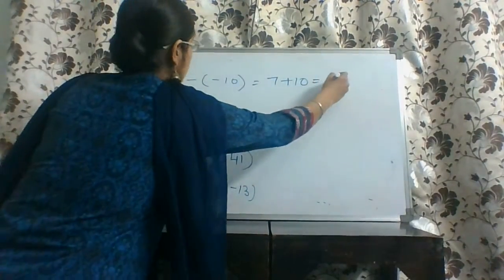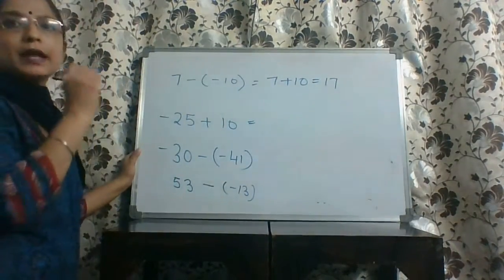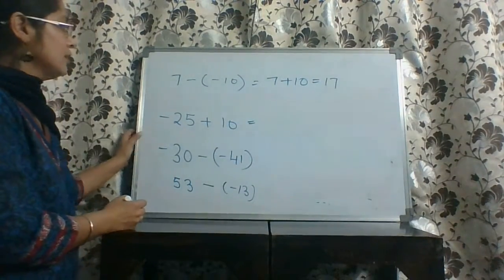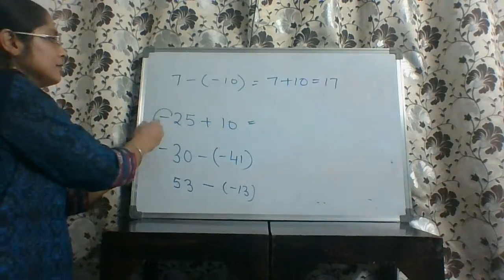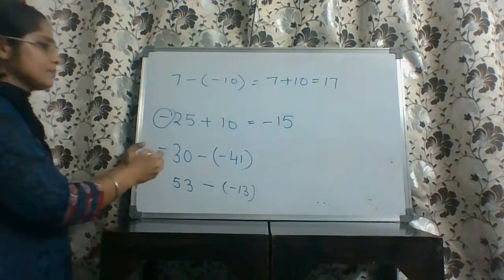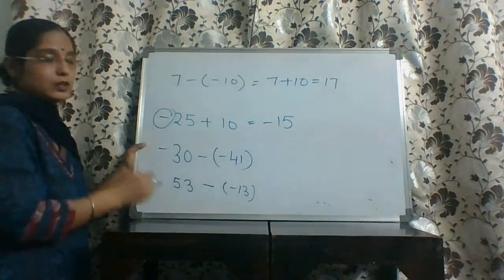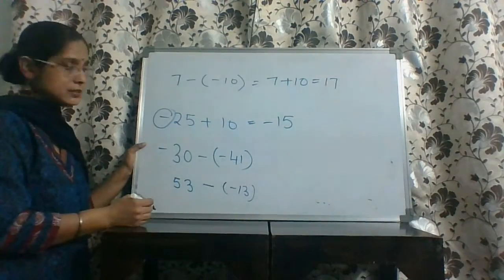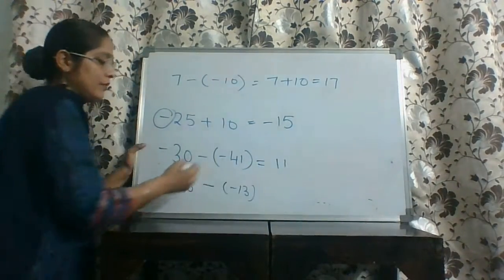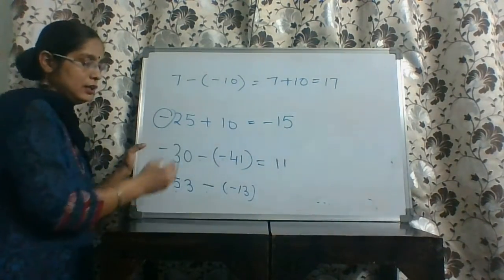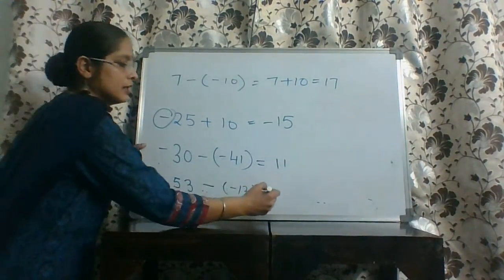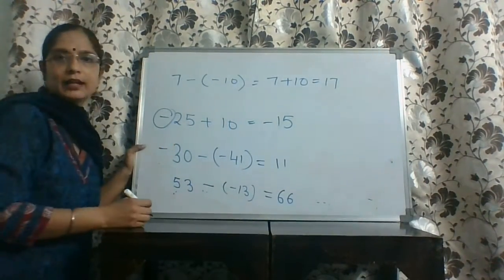equal to 17. Minus 25 plus 10. Again, first we find the difference. 25 minus 10, which is equal to 15, and 15 with minus sign here. I get this as minus 15. Now here it is minus 30 minus 41. Minus and minus changes to plus. So minus 30 plus 41 is equal to 11. 53 minus minus 13. 53 plus 13, because minus and minus will change to plus. My answer is 66.